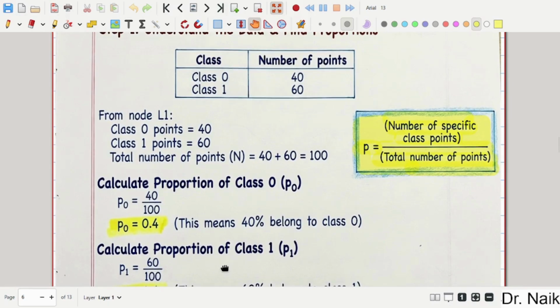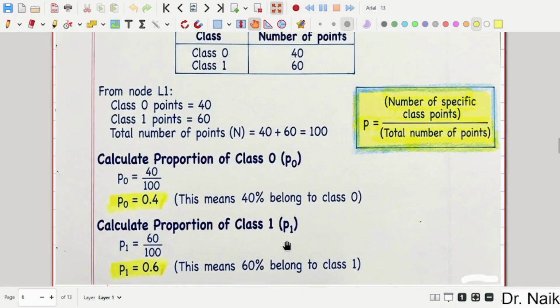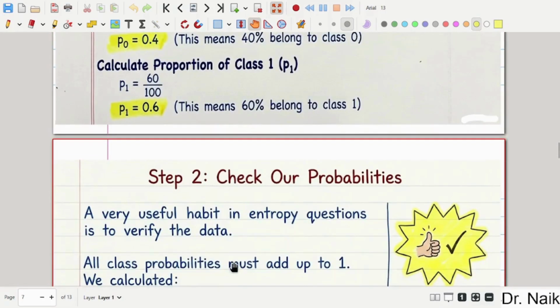Now calculate the proportion of class 1, that is P1. P1 is the probability of class 1, also called the proportion of class 1. The number of points that belong to class 1 is 60. Therefore, it is 60 divided by the total number of points, which is 100. So P1 is 0.6. This means 60% of points belong to class 1.